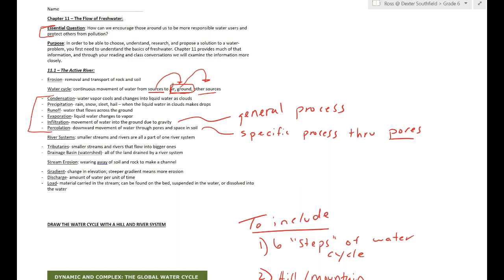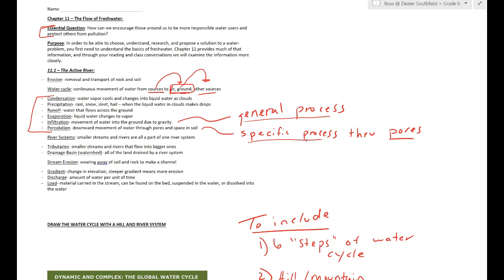The two new ones, or two relatively new ones in here, are infiltration and percolation, which is the movement of water through the ground. Infiltration is the general process, like I've called out right here. That's just water generally moving downwards through the ground because of gravity. Percolation is a specific process where that water goes through pores, meaning little tiny spaces in the soil. So you've got a general process and a specific process. Do you really need to know the difference between infiltration and percolation and how very specifically they're different?